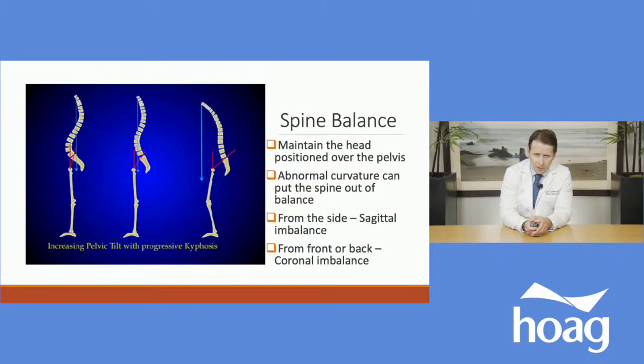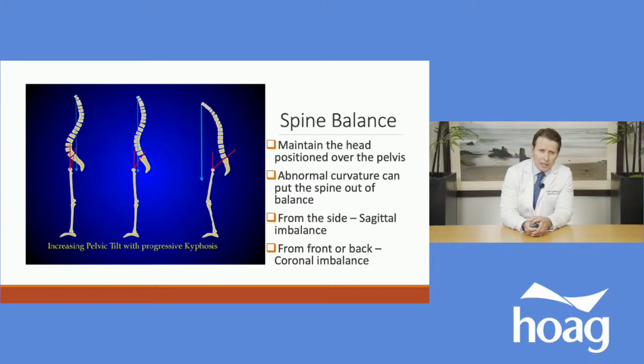In this slide here, we can see an illustration of spinal balance. Again, the goal is to maintain the head positioned over the pelvis. Any abnormal curvature can put the spine out of balance. When we are approaching and discussing the spine from a right to left, we're talking about the sagittal plane. When we're discussing the spine from a front to back, we're talking about the coronal plane.